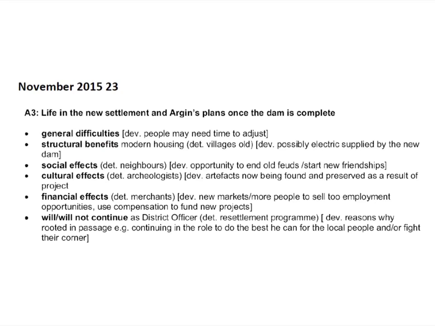A similar strategy, I think, for this one here, November 2015-23, life in the new settlement and Arjun's plans once it's complete. Remember, it will all be hinted at in the passage. The points are already there, essentially. Just try not to sum it up with something brief and dramatic. So Bob and Zelda get a divorce, for example, in the Canals paper.